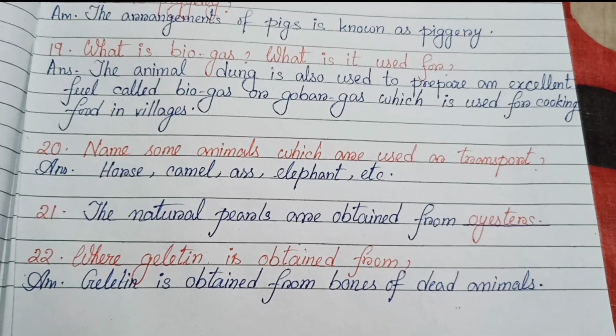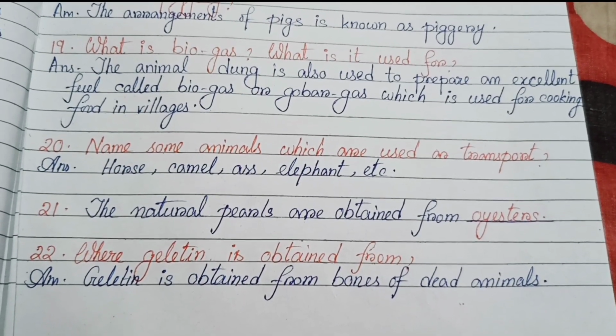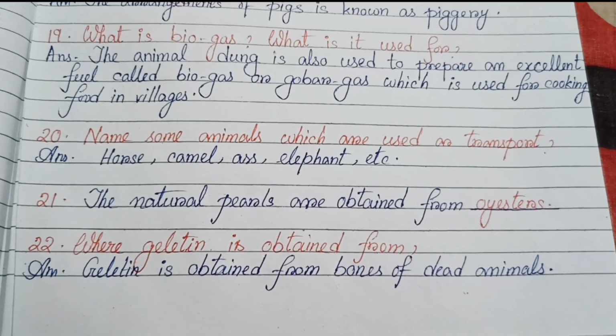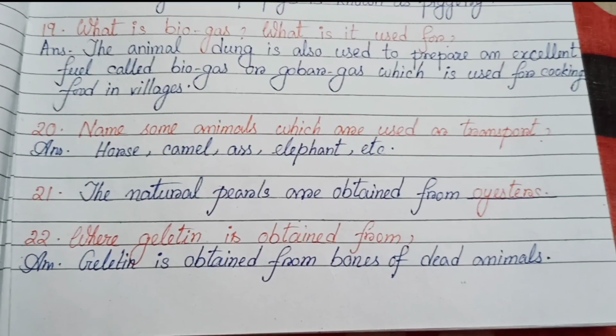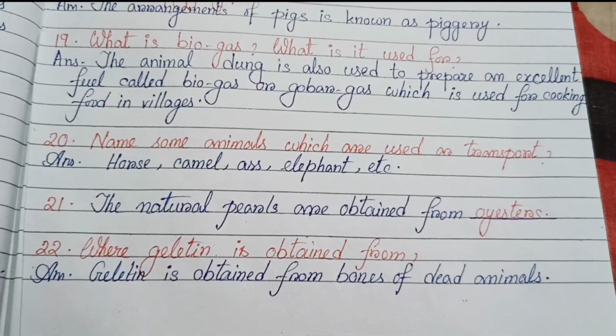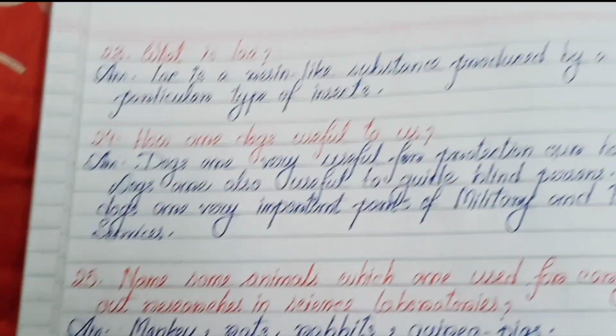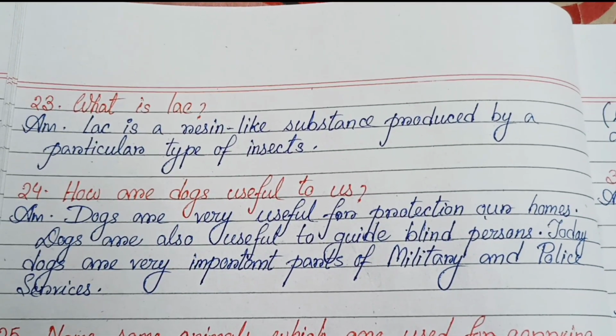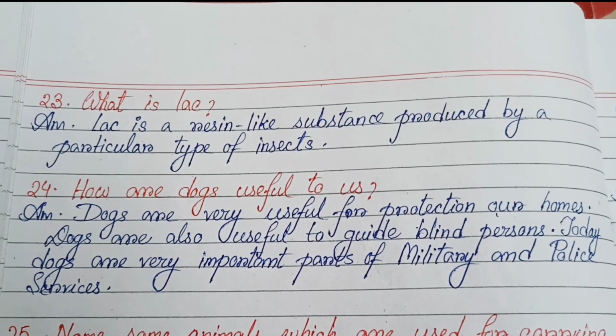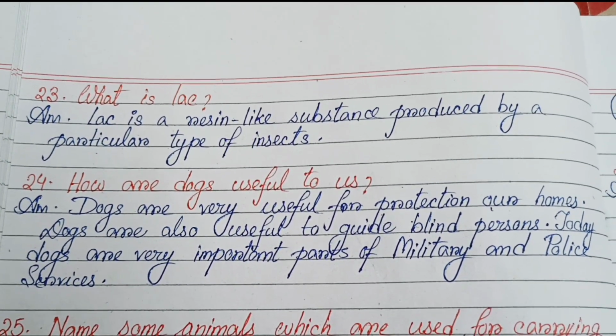Number 22, the natural pearls are obtained from oysters. Number 23, where is gelatin obtained from? Gelatin is obtained from bones of dead animals. Number 24, what is lac? Lac is a resin-like substance produced by a particular type of insects.